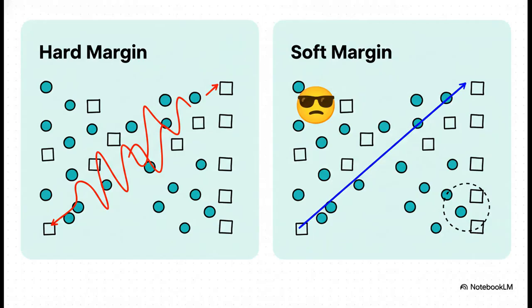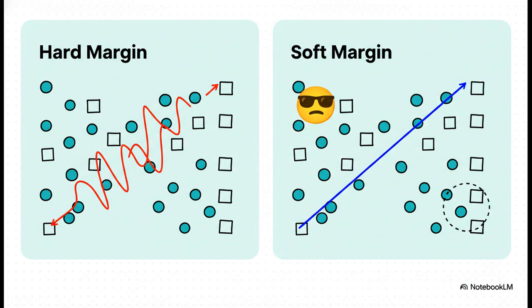So on this slide, you can really see these two completely different philosophies in action. Over on the left, you've got the hard margin approach. This guy is a total perfectionist. It will bend over backwards, creating this super complex, wiggly line just to make sure every single point is classified correctly. The problem? It's way too sensitive. It freaks out over every outlier, and while it might be perfect on the data it trained on, it does a terrible job with new data. That's a classic case of what we call overfitting.